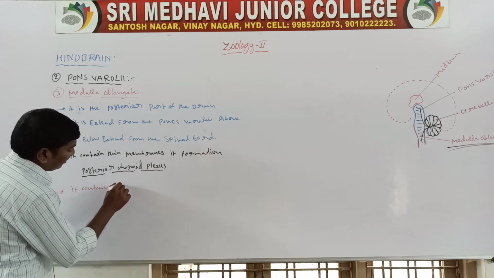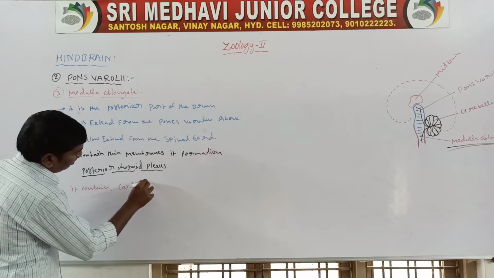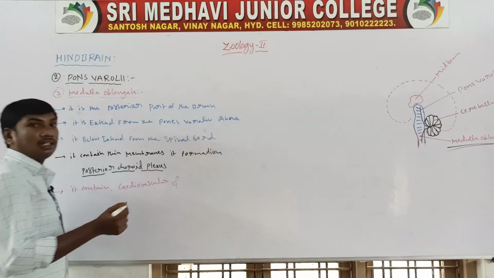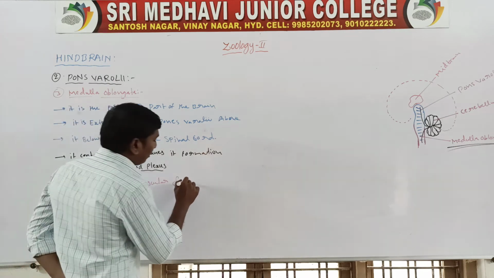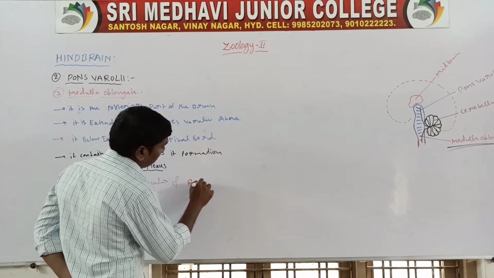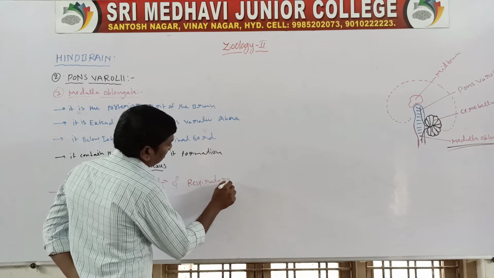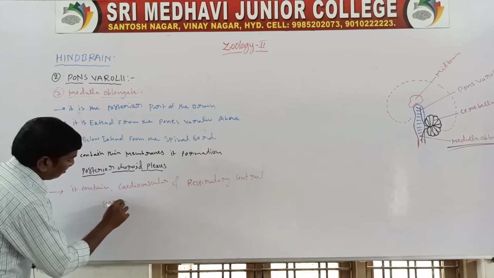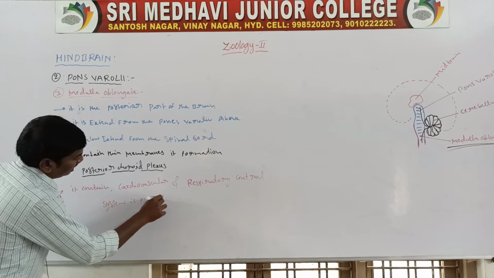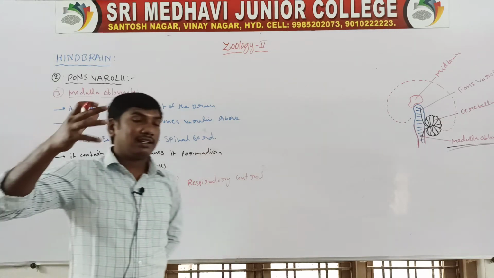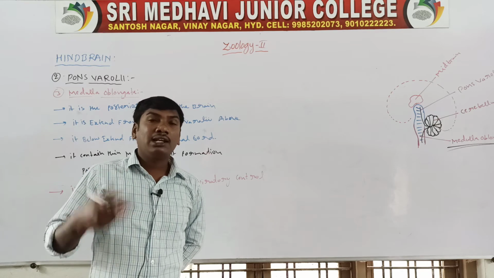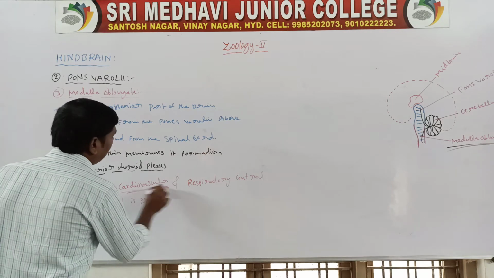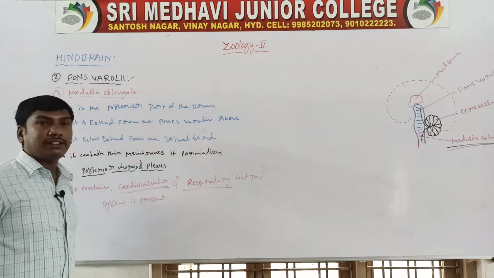Cardiovascular and respiratory regulatory systems. The cardiovascular regulatory system and the respiratory control system are present. So the medulla oblongata controls the cardiovascular system and the respiratory system.